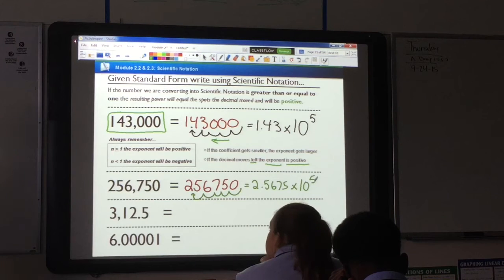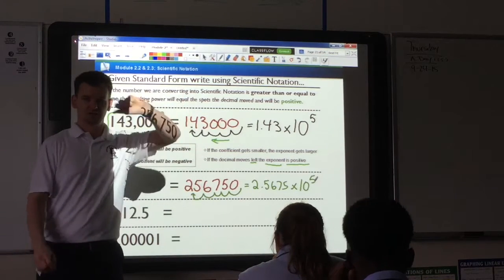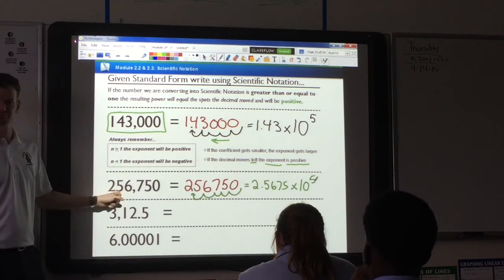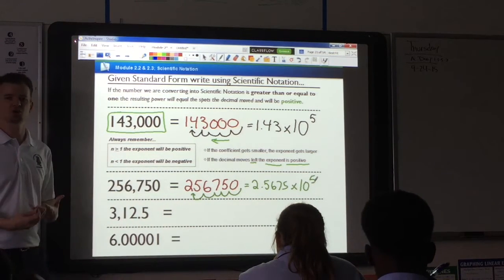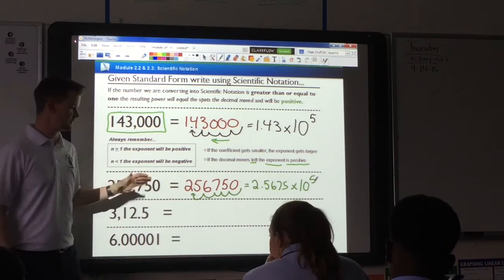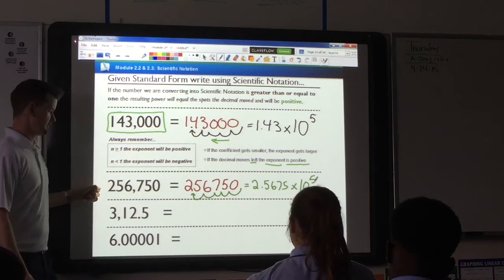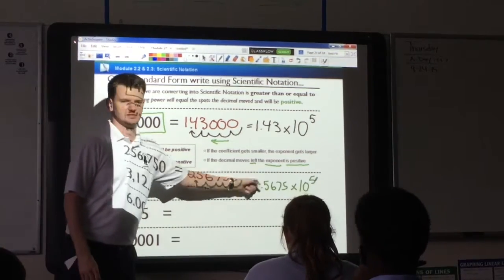Do we have to solve it yet or not? If you were to multiply it out, 2.5675 times 10 to the fifth, 10 times 10 is 100, 1,000, 10,000, 100,000. You multiply this by 100,000, guess what you get? It's not a problem to solve. You're simply transferring this number from standard. You're not evaluating. You're turning this from standard into scientific.